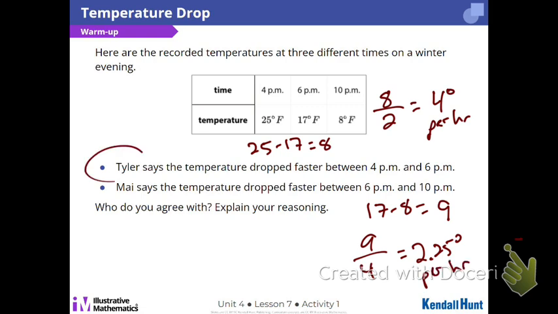So, Tyler is actually correct. The question, again, let's watch. It doesn't say that. It says which one dropped faster. Okay? That doesn't mean which one dropped more. Faster would be 4 degrees per hour than 2 1/4 degrees per hour.